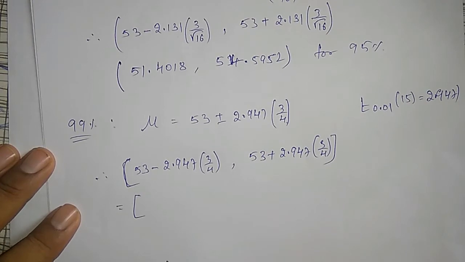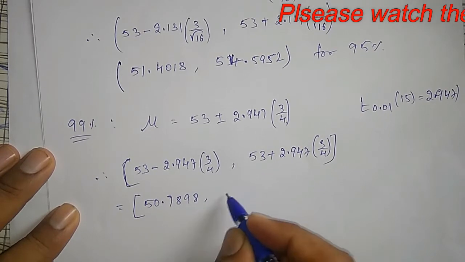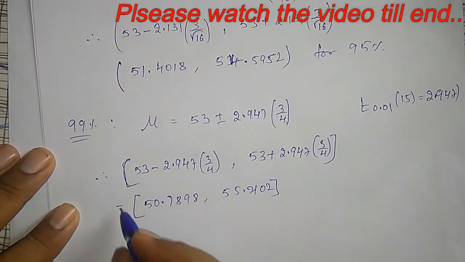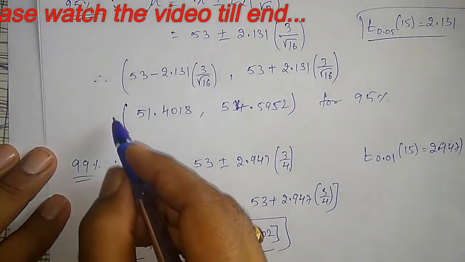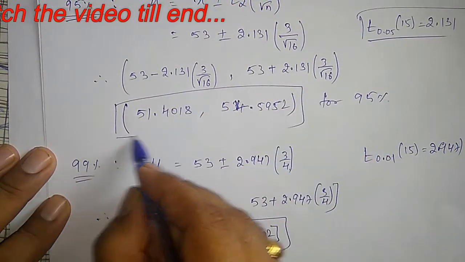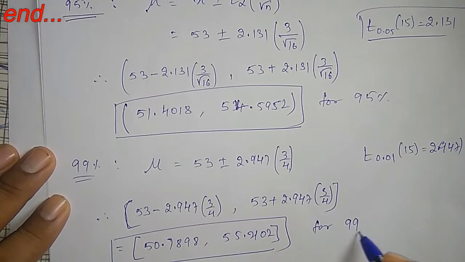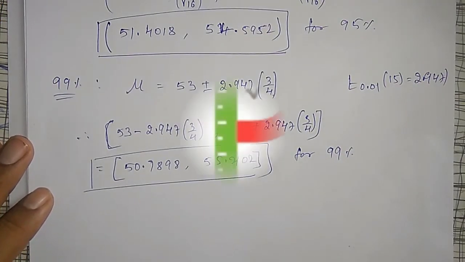This interval is nothing but 50.7898 and 55.2102. This is my confidence interval for 99%, and the earlier one is the confidence interval for 95%. Okay, like this. Some more examples I am solving here.